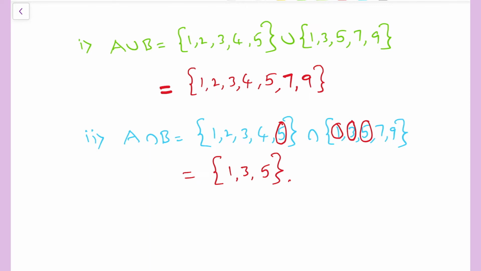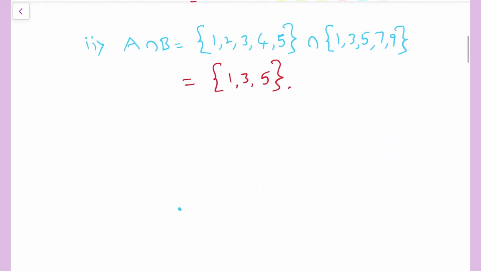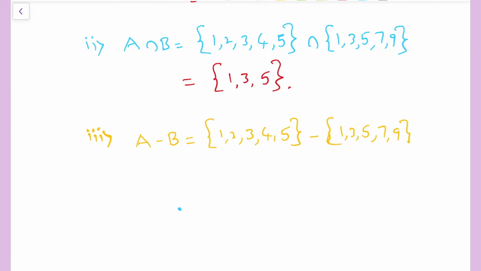Now let us write A minus B, then B minus A. A minus B. In set A we have 1, 2, 3, 4, 5, minus, in set B we have 1, 3, 5, 7, 9. Now to find out the difference of two sets, first remove all the common elements. 1 is common, so remove it. 3 is common, so remove it. 5 is common, so remove it.